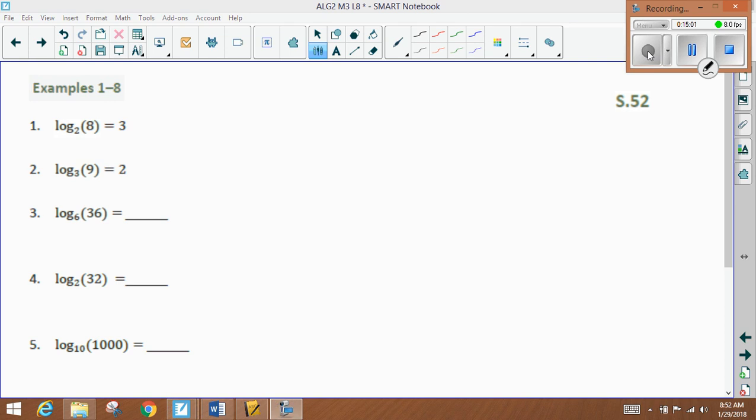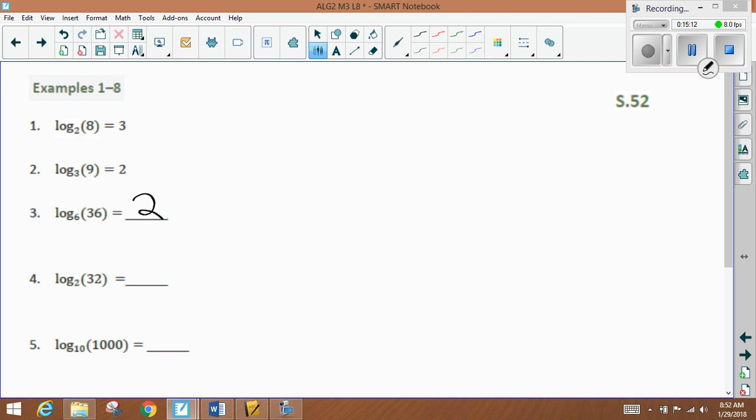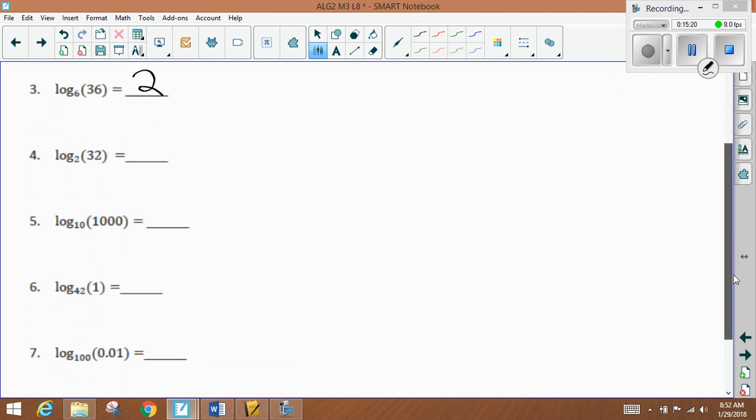So then let's do number 3. So 6 to what power is 36? 2. That's how we do these, okay? Hey, 2 to what power is 32? 5. So then log base 2 of 32 is 5. 10 to what power is 1,000? 3. 42 to what power is 1?